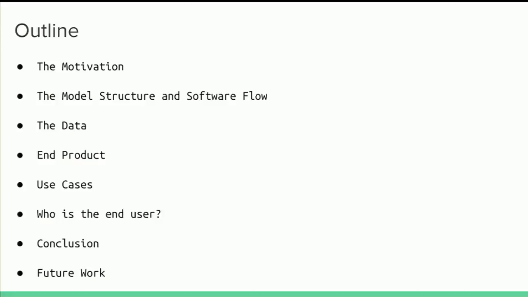So a quick outline: the motivation of this research, the model structure and the flow of the software, the data that is used within the model, the results of it, use cases that are currently happening now, and the end user, which is really important for government, as well as conclusion and future work.